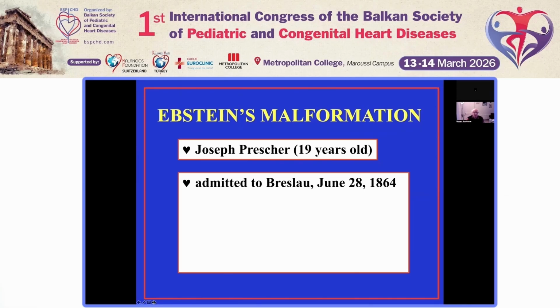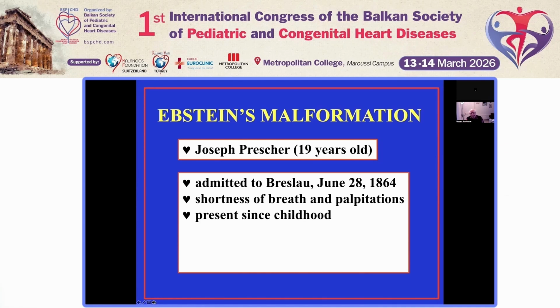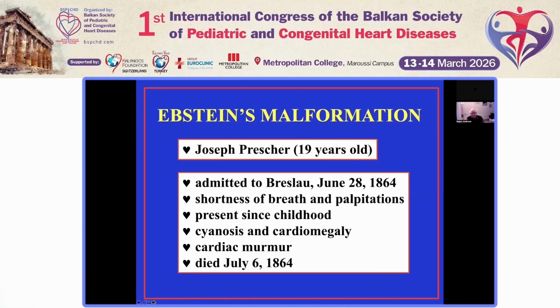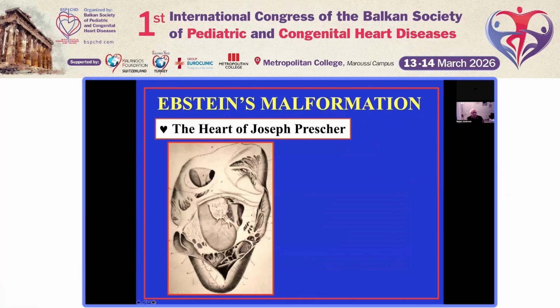Joseph was 19 years old, and he was admitted to the hospital in Wrocław on June the 28th in 1864. He was complaining of shortness of breath, multiple palpitations. He'd had these problems since a child, and he was blue, his heart was big. The heart was full of murmurs, and sadly there was little that could be done for Joseph at that time, and he died shortly after admission on July 6th. Wilhelm Ebstein conducted the autopsy, and the pictures of the heart were drawn by Dr. Weiss.